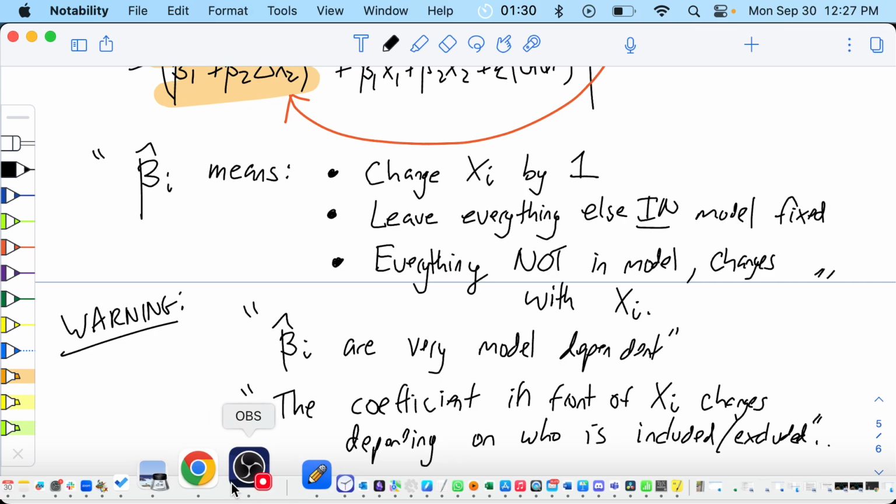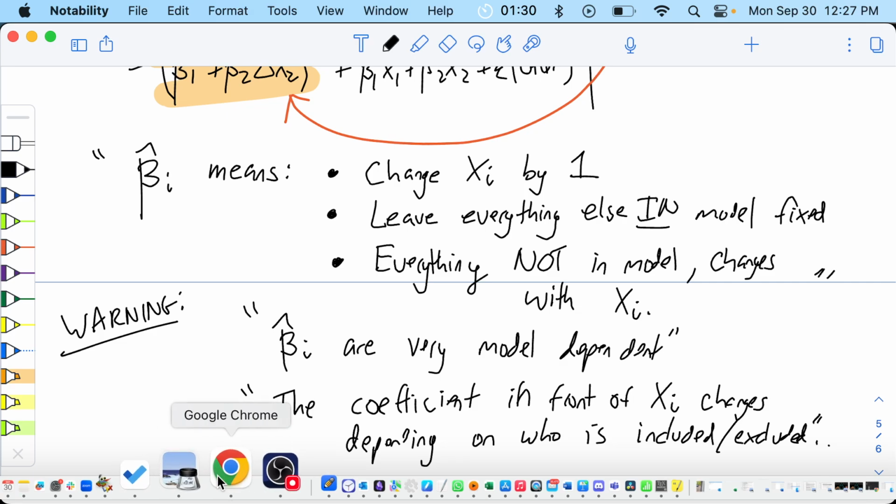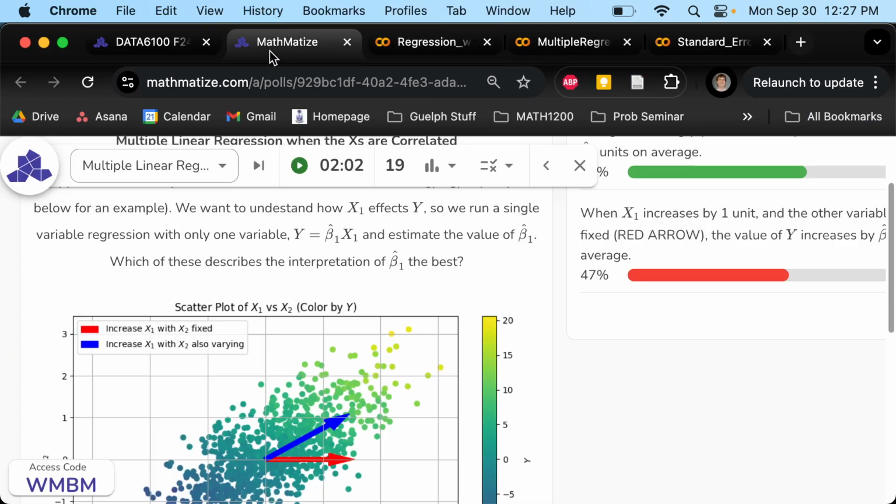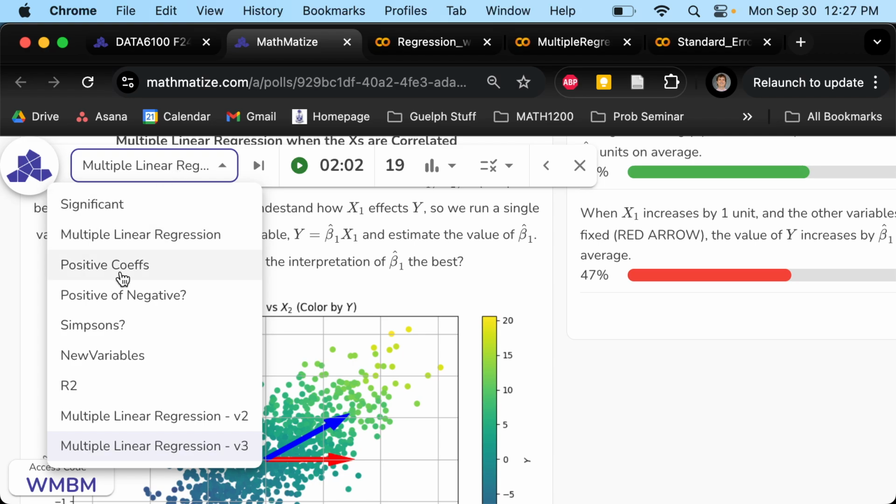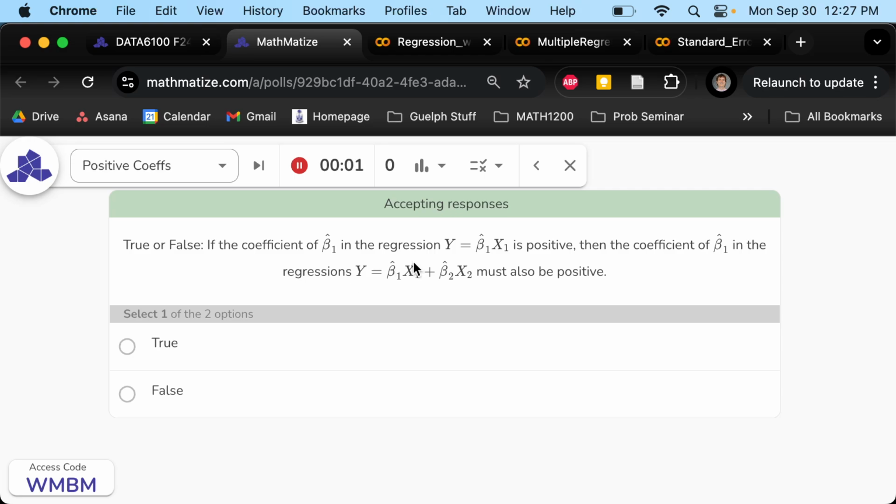Here is a follow-up question, if you've absorbed this kind of stuff. True or false? If the coefficient beta hat 1 in the regression y equals beta hat 1 x is positive, then the coefficient beta hat 1 in the regression y equals beta hat 1 x1 plus beta hat 2 x2 must also be positive. We saw before it can sort of change. Can it change from being positive to negative, or is that off? I'll let you think for a minute.